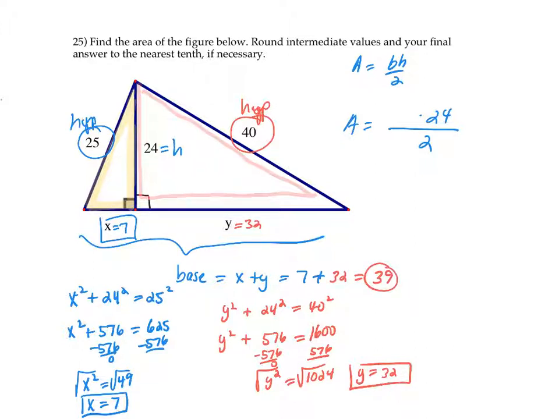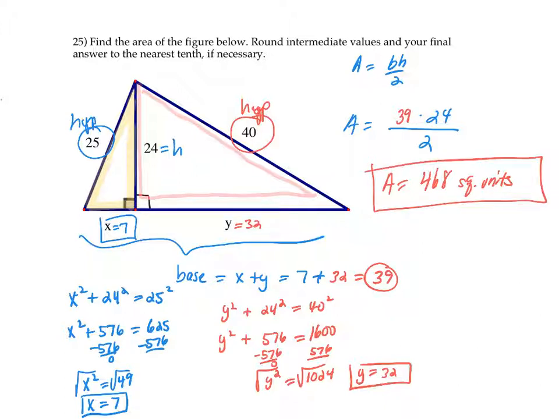Okay, that's our base. So we're going to do 39 times 24 divided by 2. And when you jump to your calculator and do that, you end up with 468 square units. Final answer on that area.